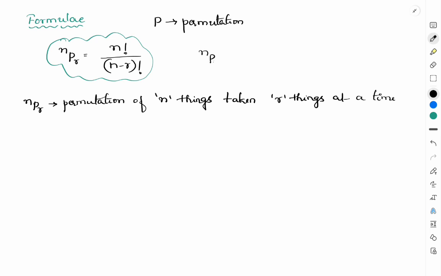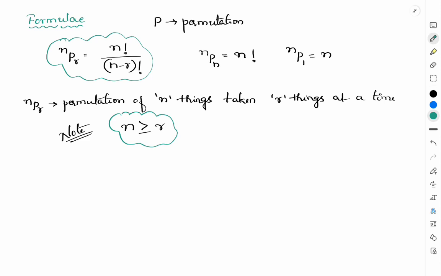And the other formulas you have to remember are nPn is equal to n factorial, and nP1 is equal to n. Always you have to remember that n is always greater than or equal to r. This point is important to remember: n is always greater than or equal to r. These formulas nPn is equal to n factorial and nP1 is equal to n help us to simplify the given problem very easily.